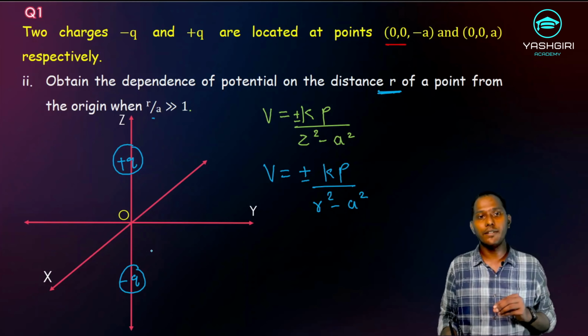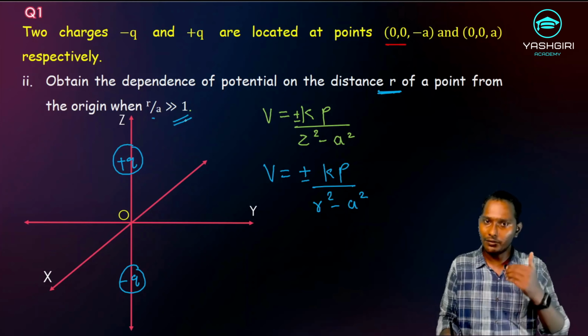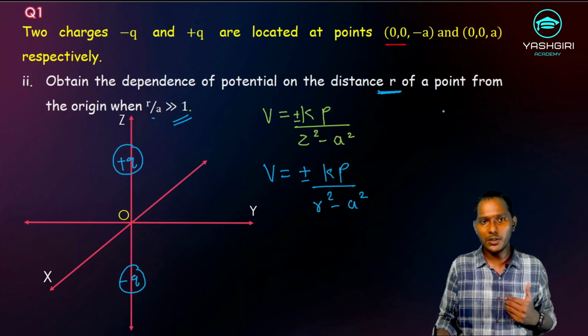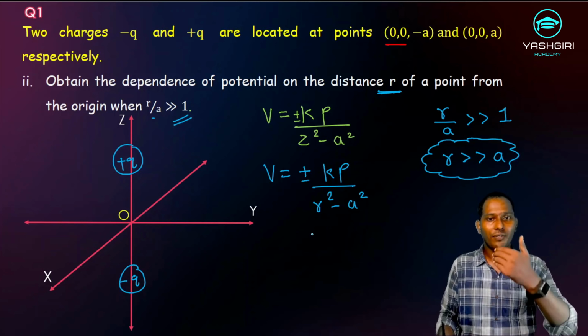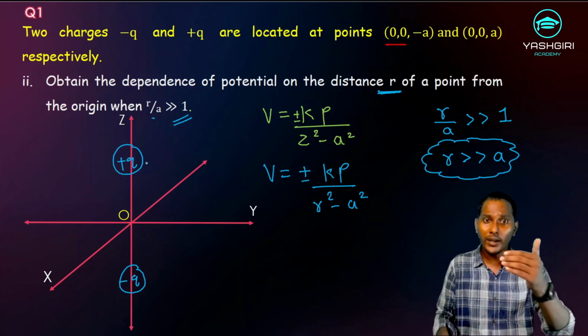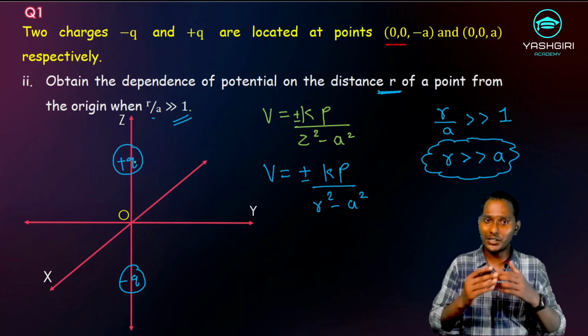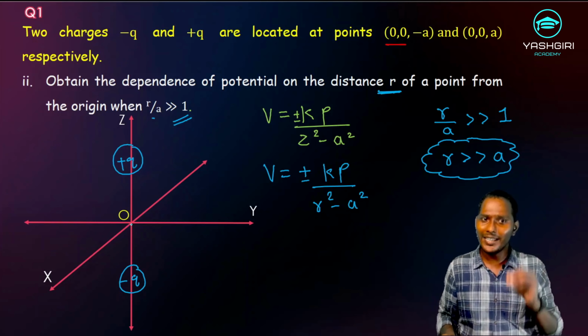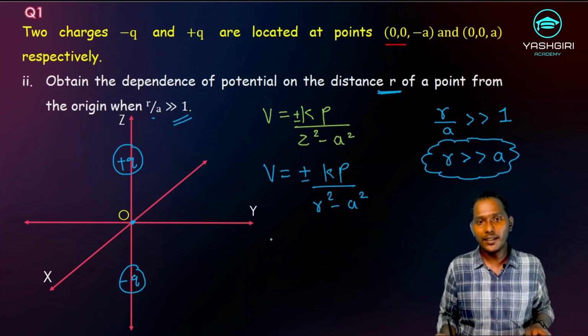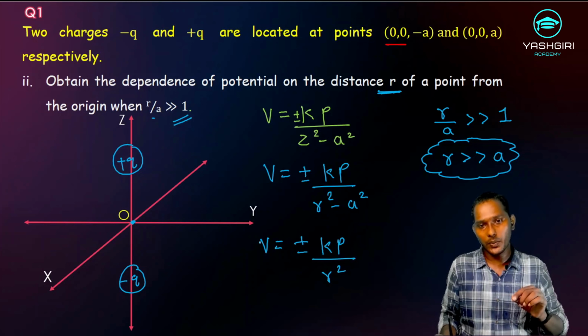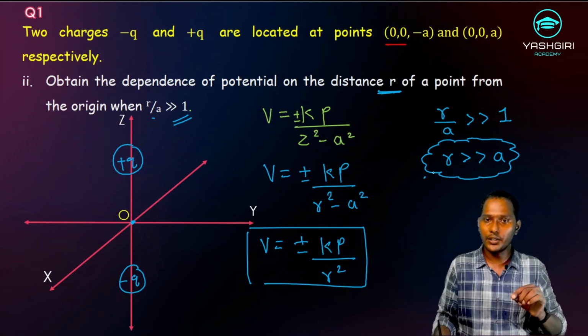Now, what is the condition given to us? If r by a is very much greater than 1, can I say that r is very much greater than a? Yes, this is the condition given to us. So if the point at which we want the electric potential is at a larger distance compared to a, where a is from the origin O to the charges, then my electric potential will be plus or minus kp over r square. This is what I can write under this condition.